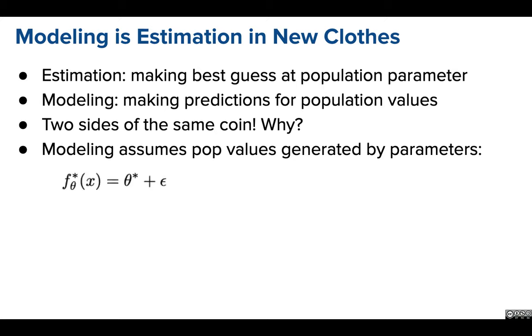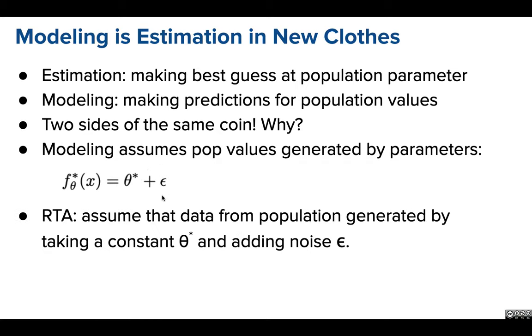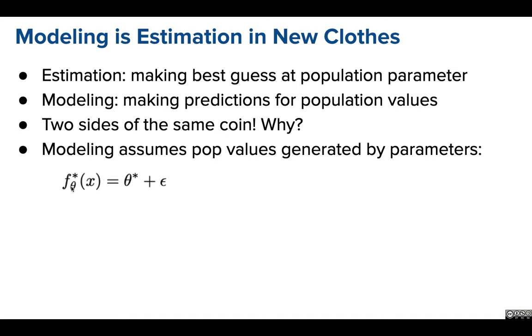For example, what I'll write here is what we call the population model, so to speak. And I'll denote things related to the population, as always, with a star. This star here says, I assume that my population generates values by taking a single parameter and adding some noise to it, epsilon. So this particular assumption says that for car MPGs, for example, I'm going to assume that all the MPGs are centered around, let's say, 17, the population parameter. But when I collect data, I'm not always going to get 17 because I'm going to have some noise.